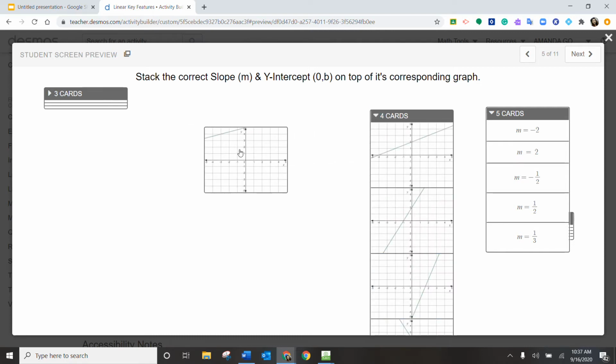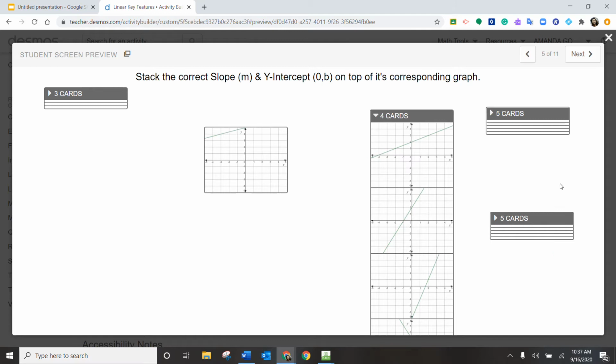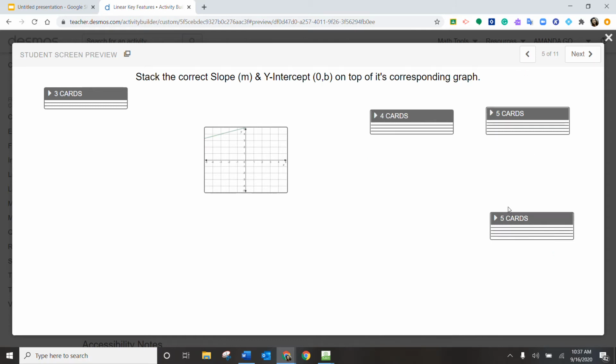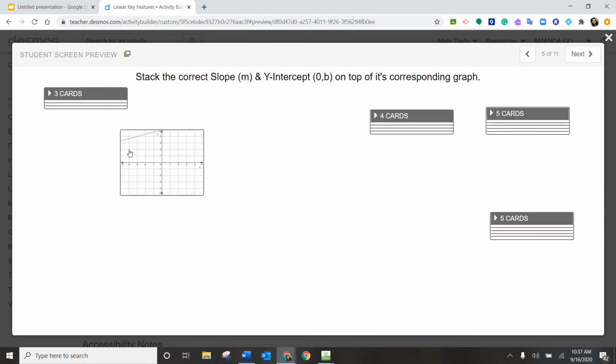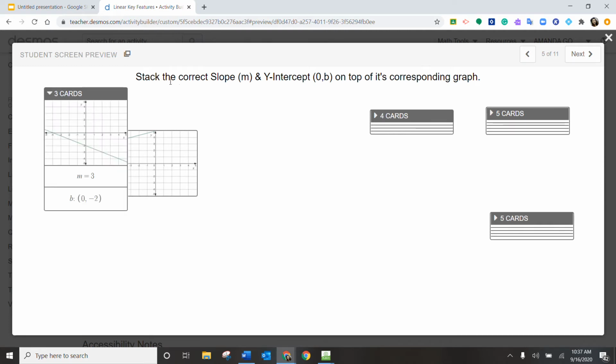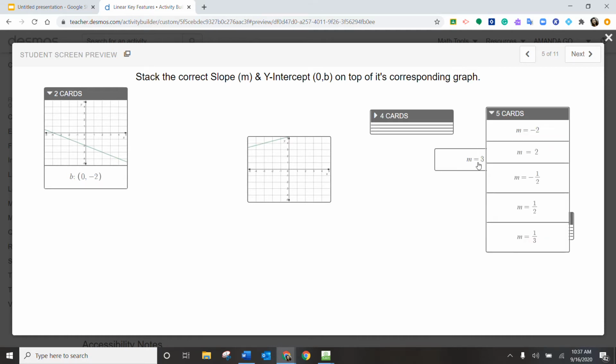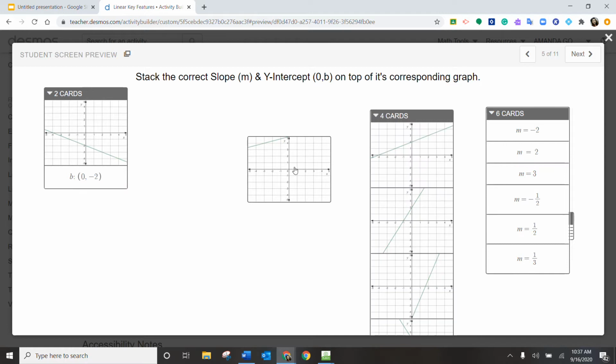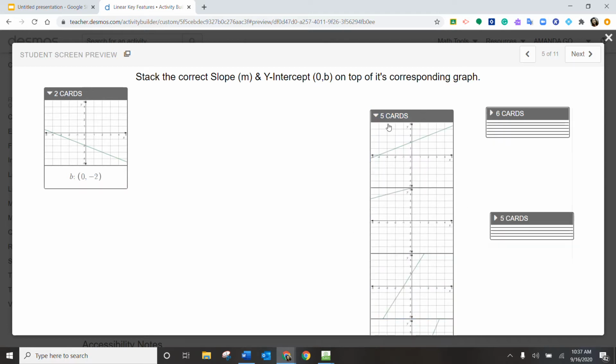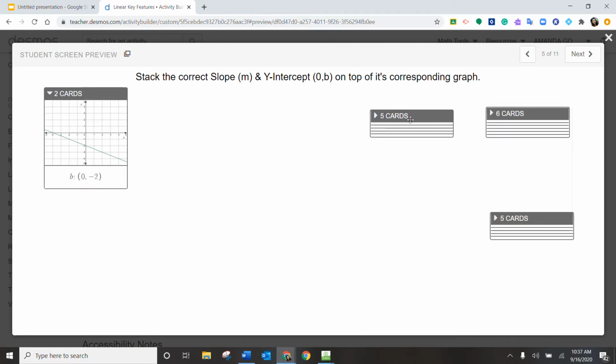I'm going to pull out a new graph and then start all over again until I have all 6 of my 3-card stacks. So you're going to be stacking the correct slope and y-intercept on top. Make sure that it stacks up together and tells you 3 cards. Now, like I said, this one was obviously wrong, so I'm going to put it back over here. I have to open it up though, sorry. There we go. I just want to show you guys how to use this portion, this card sort.